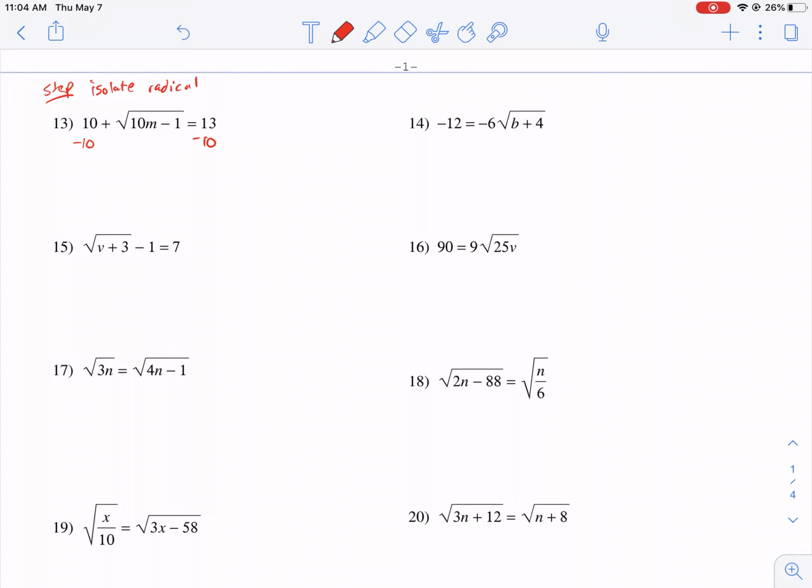Okay, so we subtract 10 from both sides. We get the square root of 10m minus 1 equals 3. Now we're ready to rock and roll. So we square both sides. 10m minus 1, it undoes the radical, equals 9. Now it's just a two-step equation. We add 1, we get 10m equals 10, divide by 10, and we get m equals 1.